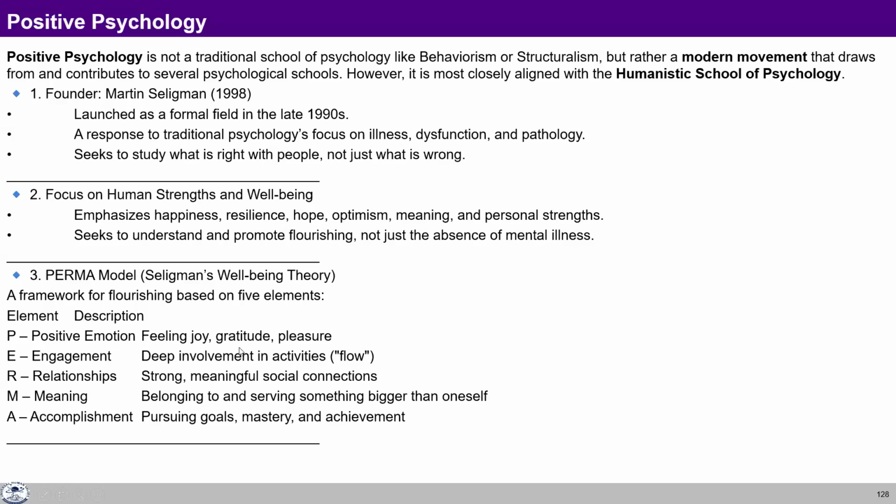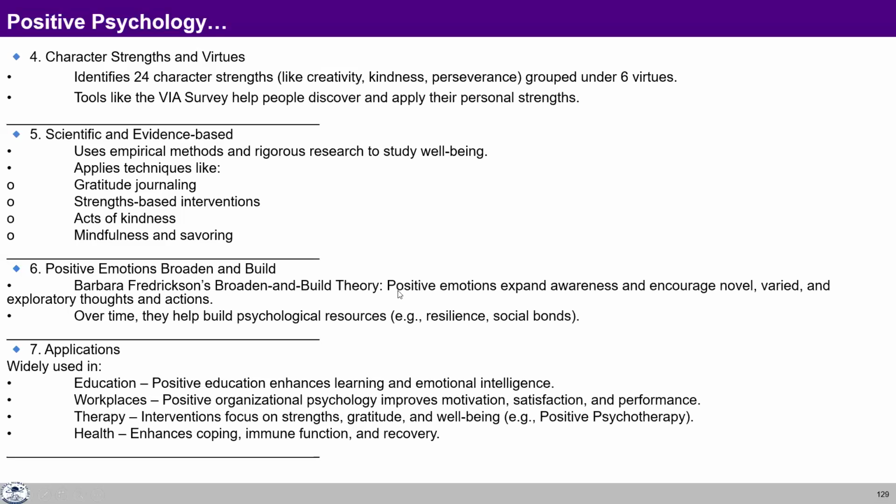Positive emotion, like feeling joy, gratitude, pleasure. Engagement, some deep involvement in activities, which gives a flow in my thoughts, my feelings. Relationships, which I want to make strong, meaningful social connections. Then meaning, a belongingness, like serving something bigger than oneself, right? And accomplishment, pursuing goals, some mastery, some achievement. So here we can see that there is a shift. Earlier, the modern psychology, the traditional schools were focusing mostly on abnormalities or traits or conditionings. Now people have started talking in the 21st century about happiness, okay, fulfillment.